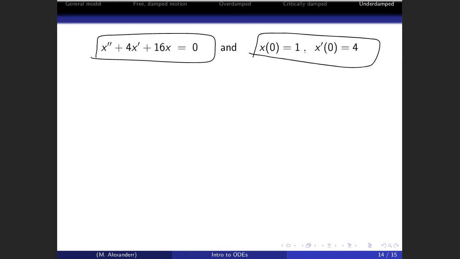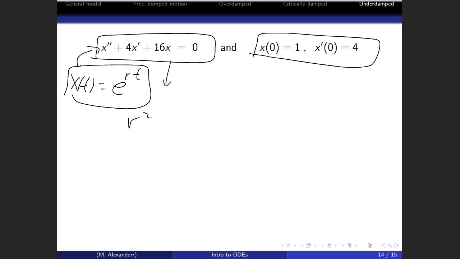And now, again, we assume that the solution to this differential equation is going to be an exponential function. When you plug this into your differential equation, out pops the auxiliary equation, which is r squared plus 4r plus 16 is equal to 0. And now the question is, can you factor this?